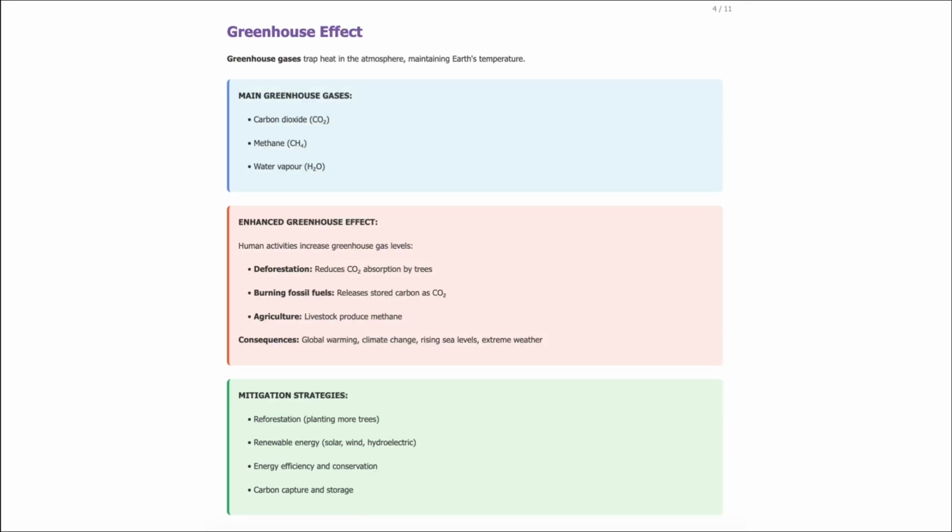The greenhouse effect is natural and vital, but excess greenhouse gases cause global warming. Deforestation and fossil fuel use increase CO2 and methane levels. This traps more heat, raising global temperatures. Mitigation techniques include reforestation, renewable energy, and energy efficiency, all mentioned in environmental chemistry exam questions.